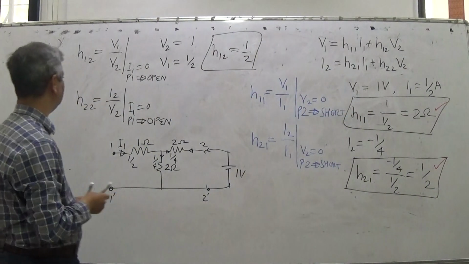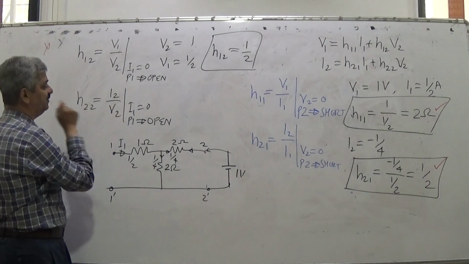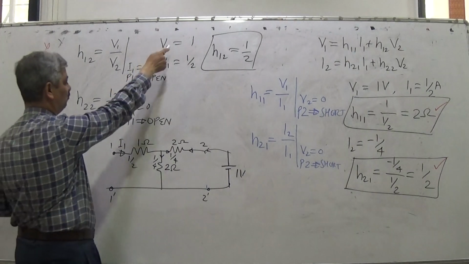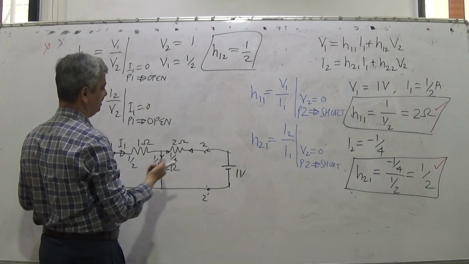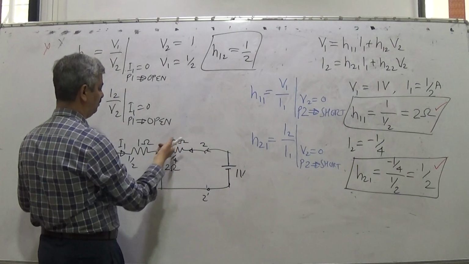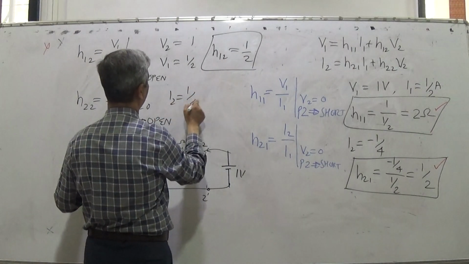And now last, H22 is I2 upon V2. It's most simple. V2 is 1 volt. What is I2? I2 is the current, this current. How much current will flow? This is open. So 1 volt upon 4 ohm. So I2 is 1/4 amperes.